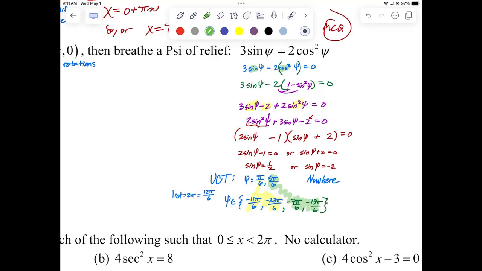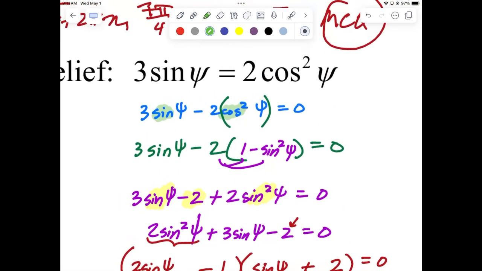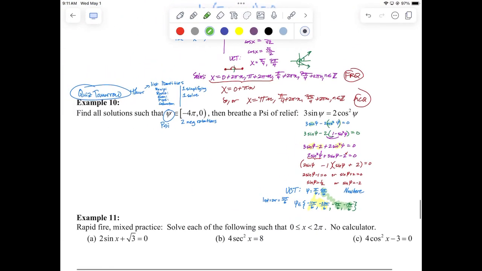Nothing to it, right? So what jump-started that whole problem? The Pythagorean identity. We wanted to put all of our trig functions across the board in terms of the same one, sine or cosine. And it was much easier to write cosine in terms of sine squared than it was to write sine in terms of cosine. Yes? Okay. Questions on number 10?